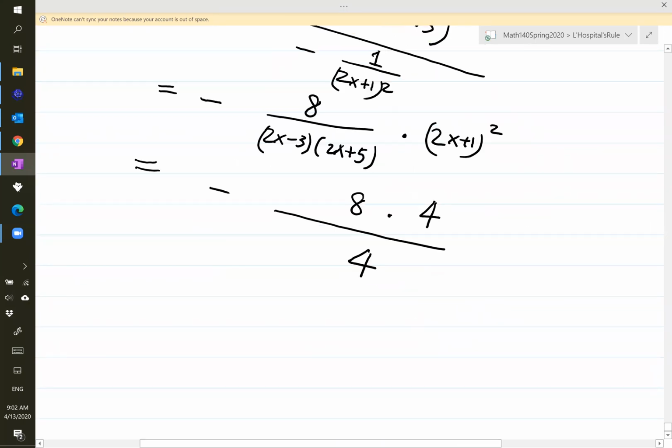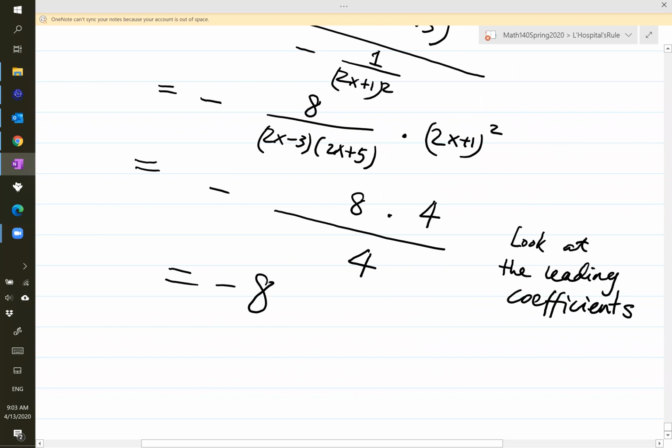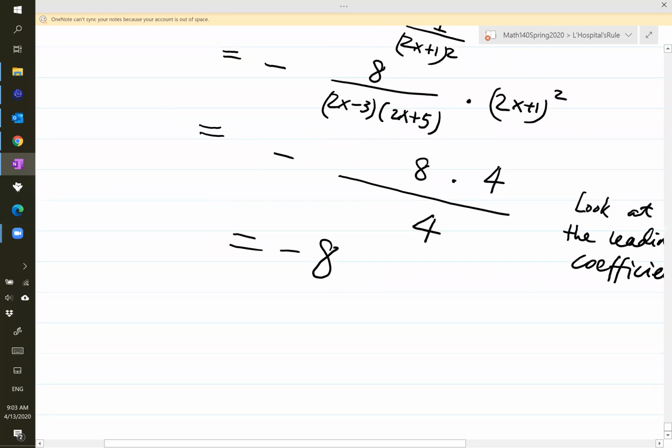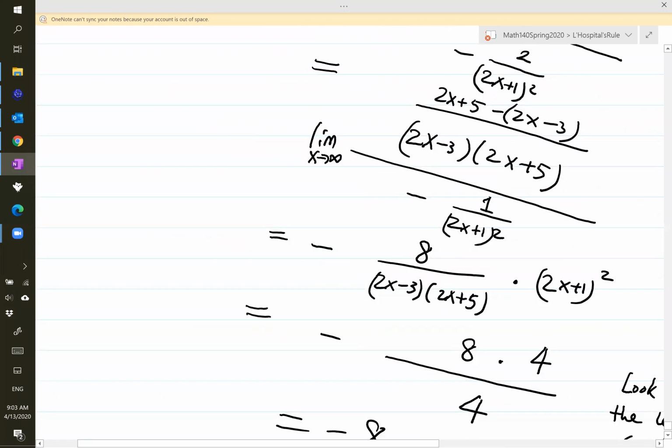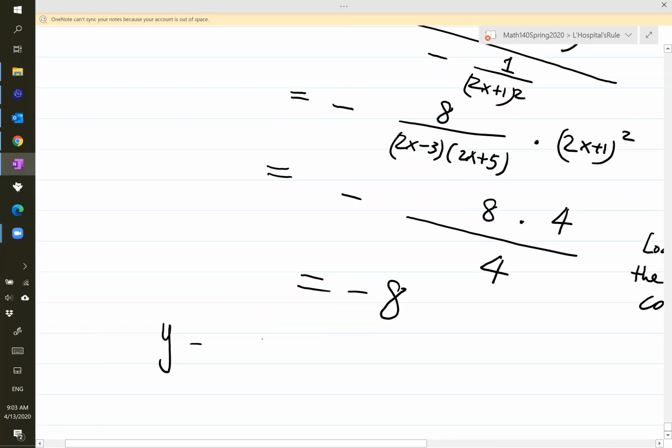So look at the leading coefficients. The limit is determined by the leading coefficients for this polynomial over polynomial, which is negative 8. Now we need to recover the original thing. So the original expression approaches e to the negative 8. We take e to recover the original fraction.